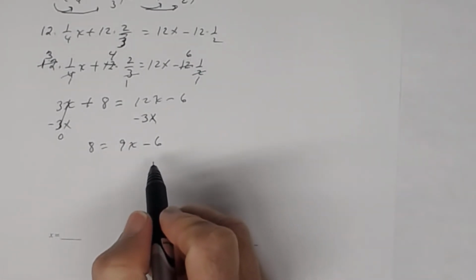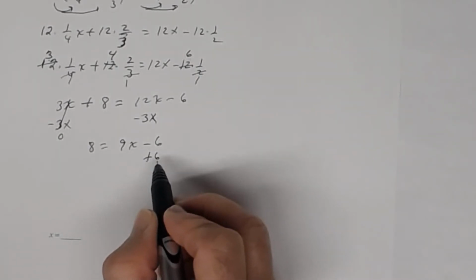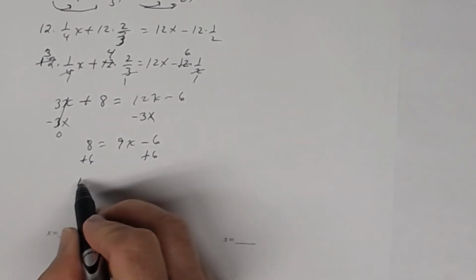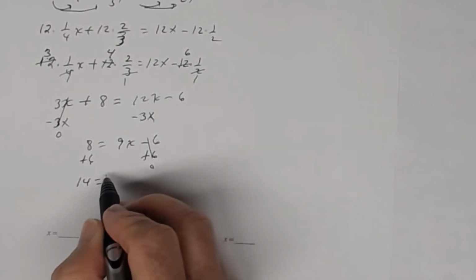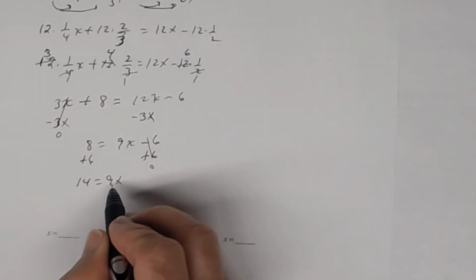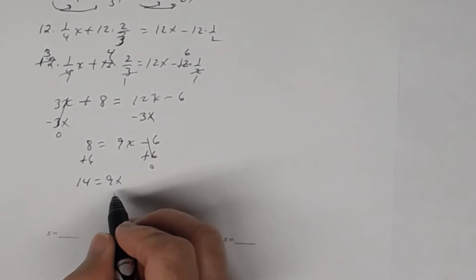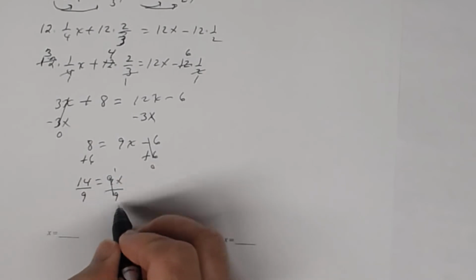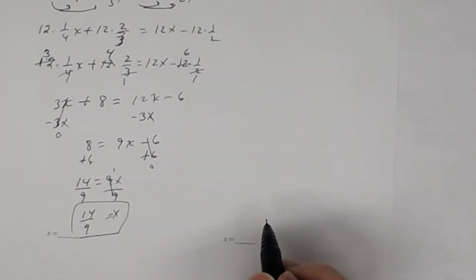And then adding 6 to both sides. Adding 6 to both sides. 8 plus 6 is 14, so I get 14 equals, this is 0, 9x. And then finally, get x by itself. You can divide both sides by that coefficient because you're multiplying by 9. The opposite of multiplying by 9 is to divide by 9, and you get x to be 14/9. And so there's the solution.